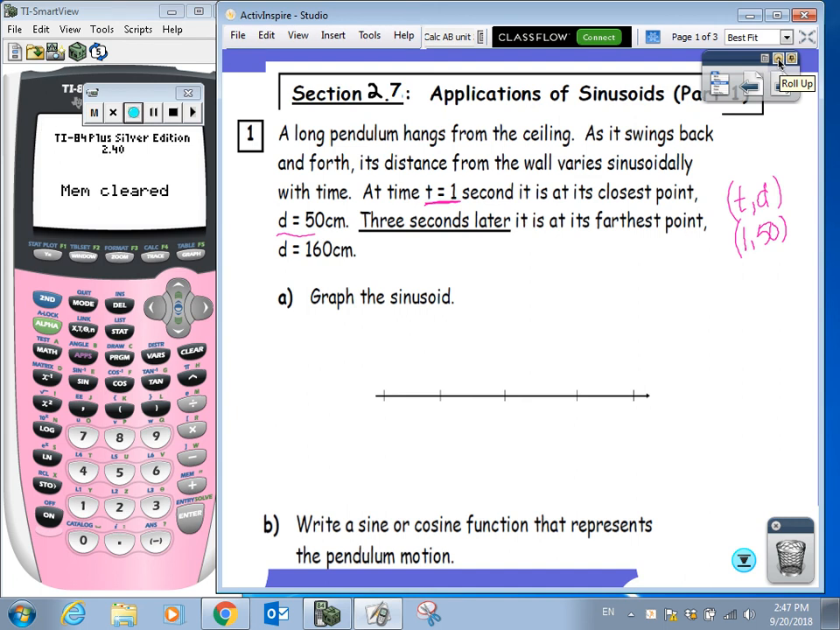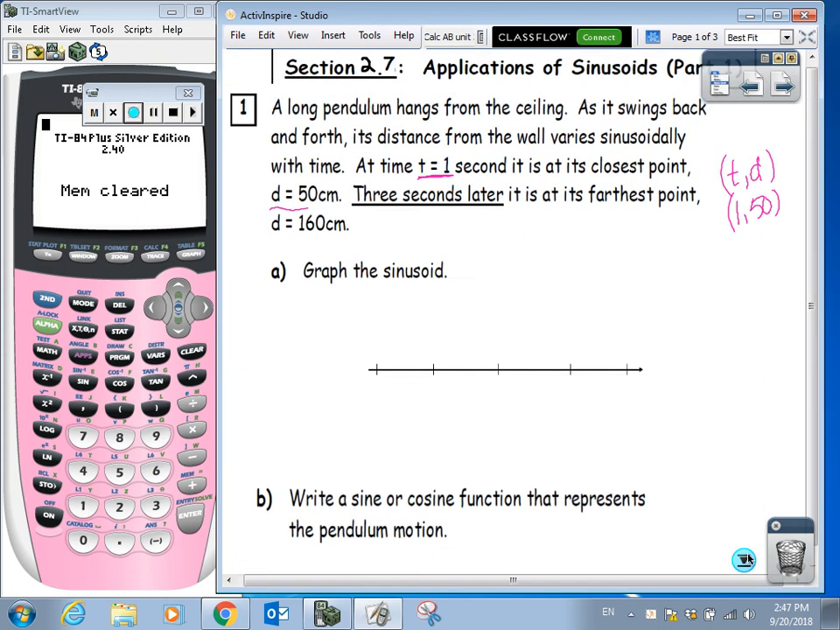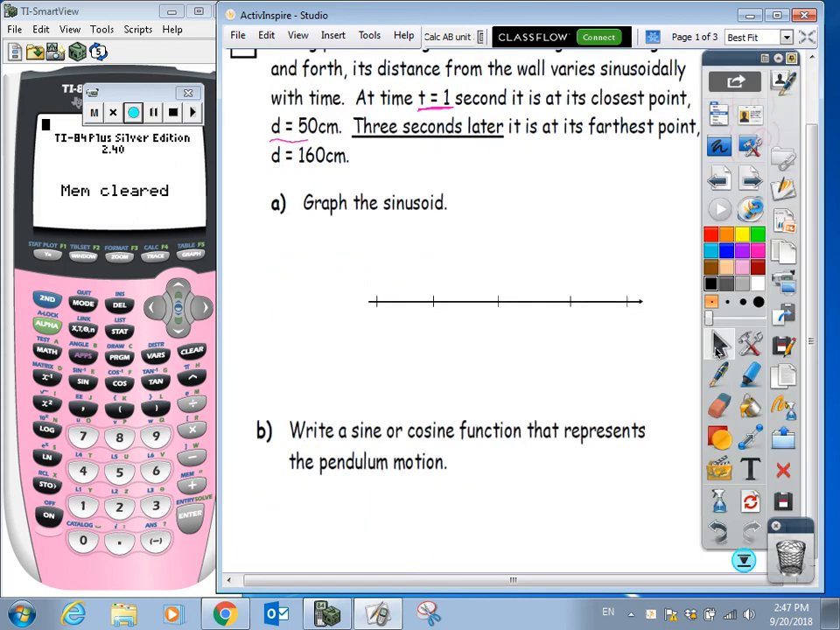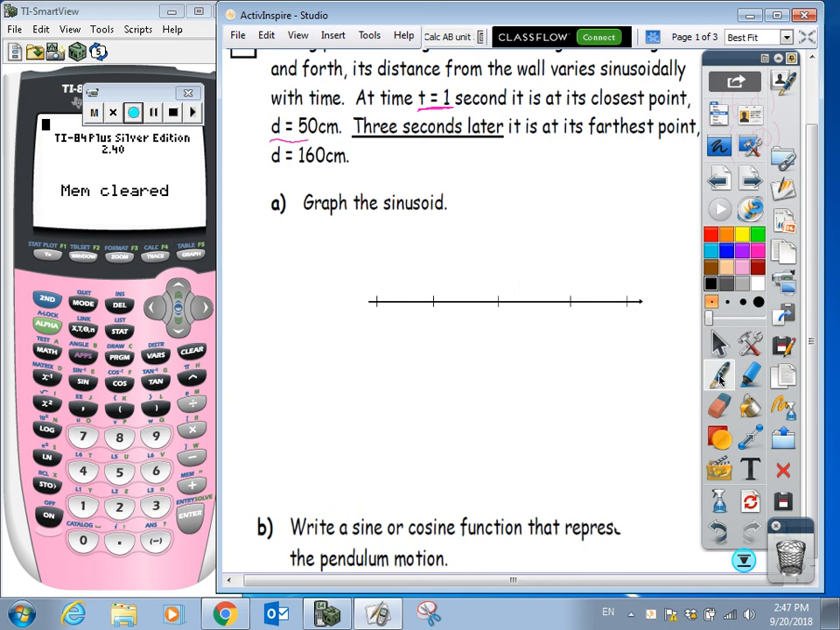All right, so it tells us that at time equals 1 second, we're as close to the wall as we're going to get. So we know that's a coordinate point. So we're going to plot that coordinate point here on our graph. I know at 1 second, since that's 1, I know my y-axis is over here, I'm at the closest I'm going to get. So 50. So I can plot that point.